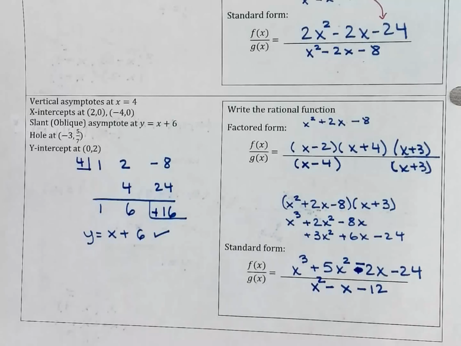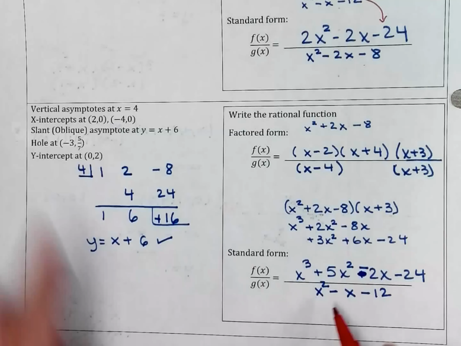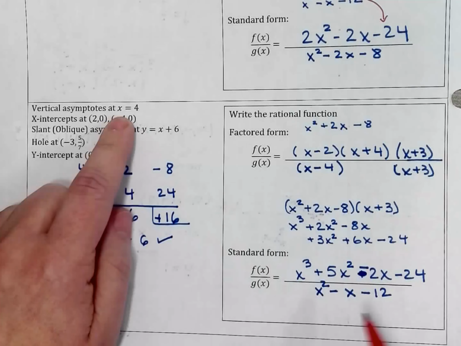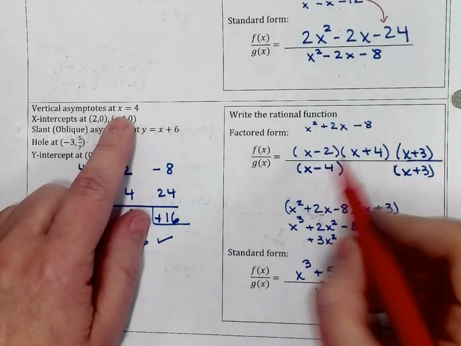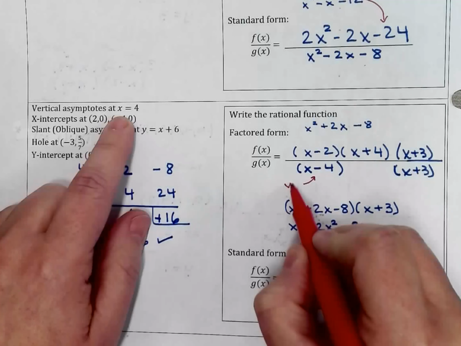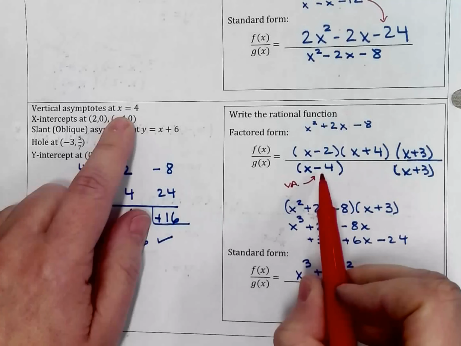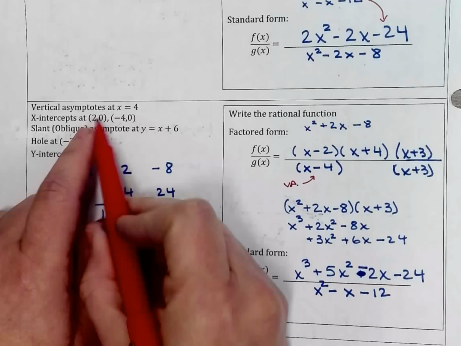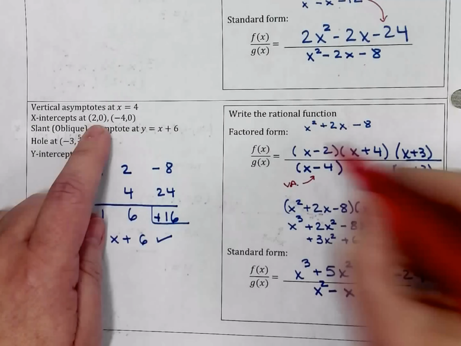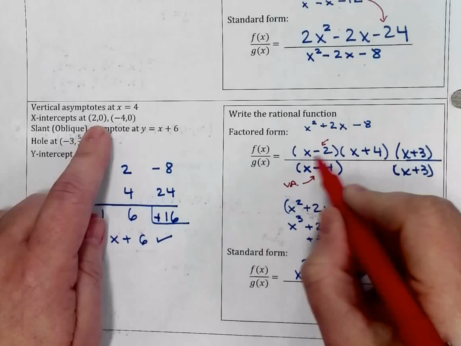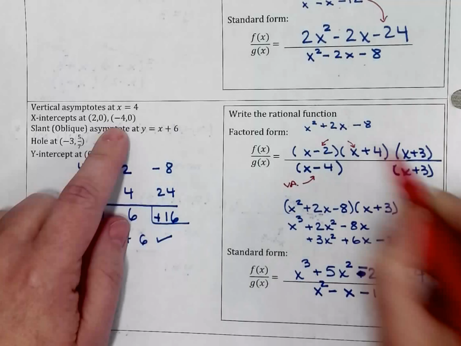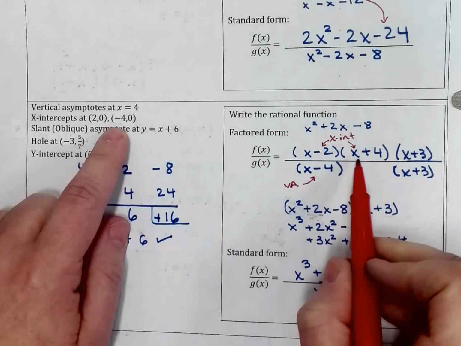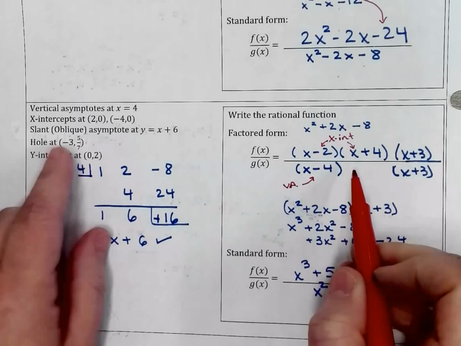Last one on page 4. Same idea. So I have the vertical asymptote, only one, at x equals 4. So that makes that the factor. Vertical asymptote right there. That's my denominator factor. Now I have two x-intercepts at 2 and at -4. So that makes x minus 2 and x plus 4 for your x-intercepts, plural.